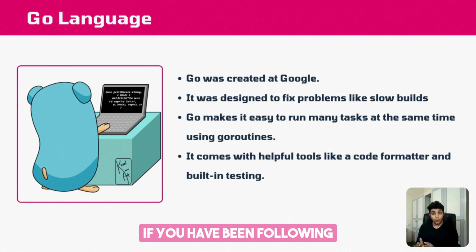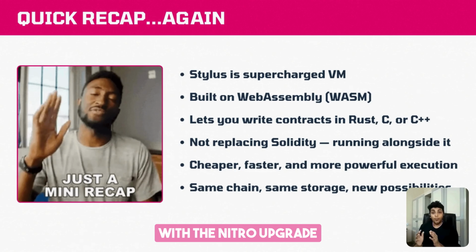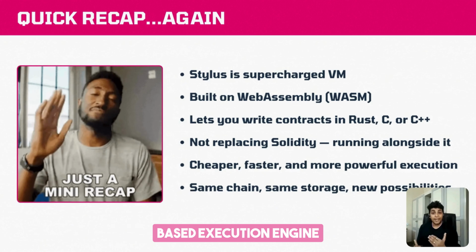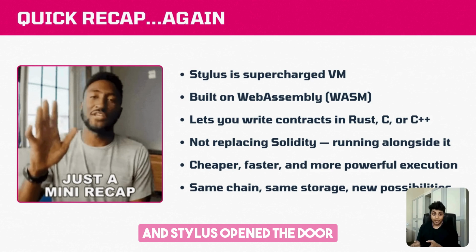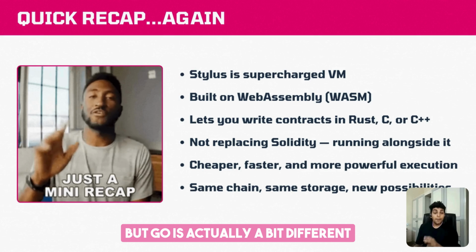If you have been following our Stylus journey, you already know the big picture. With the Nitro upgrade, Arbitrum added a WebAssembly-based execution engine, and that's what made Stylus possible. And Stylus opened the door for smart contracts in Rust, C, and now Go. But Go is actually a bit different.